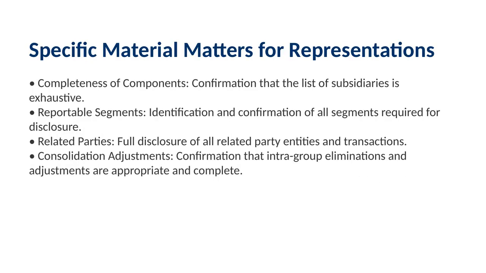But it doesn't stop there. The auditor will also seek written representations on specific matters that are material to the consolidated accounts. For example, you'll want management to confirm that all components have been included, meaning the list of subsidiaries is complete. You'll also need them to confirm the identification of reportable segments, the disclosure of all related parties and their transactions, and most importantly, that the consolidation adjustments, including the elimination of intragroup transactions, are both appropriate and complete.